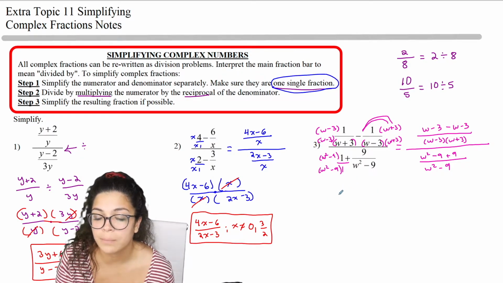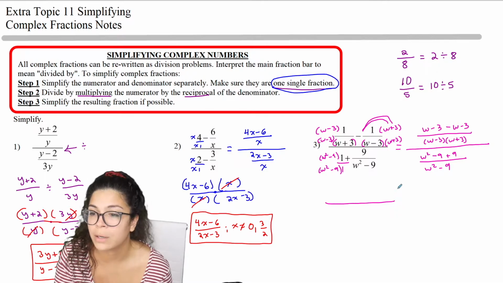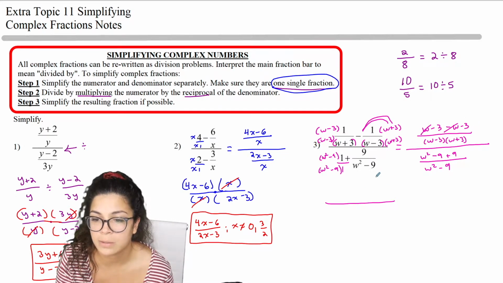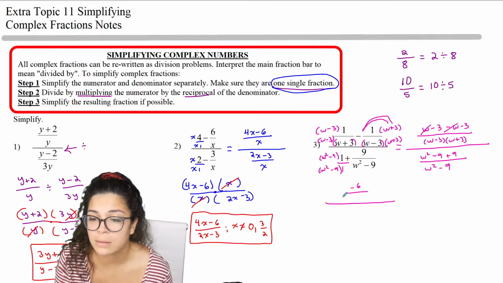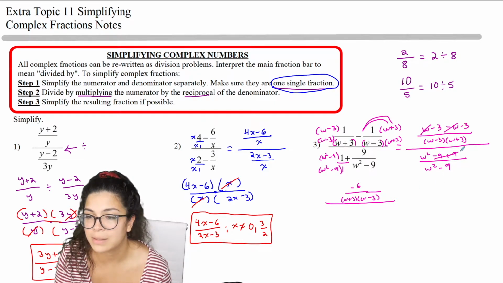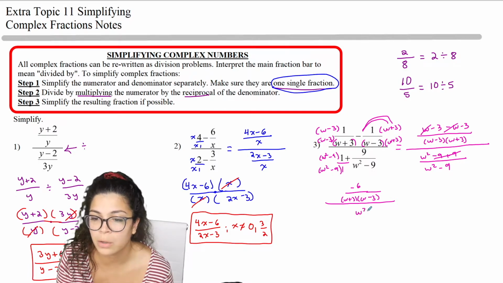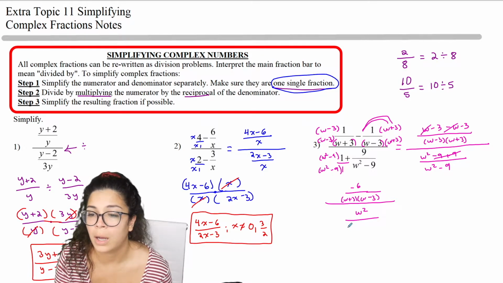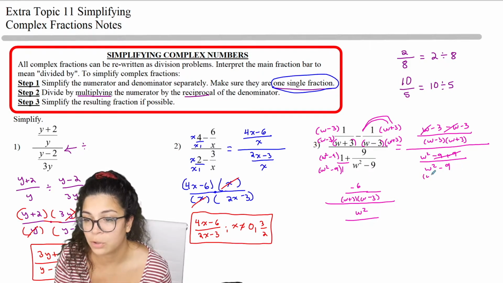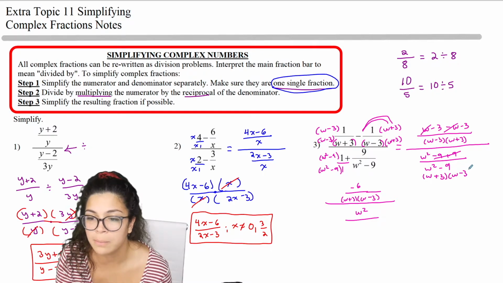So moving right along, let's go ahead and simplify the numerator here. w minus w would cancel, and negative 3 minus 3 would be negative 6. The denominator is w plus 3 times w minus 3. For the denominator of the complex fraction, negative 9 plus 9 would cancel, so we have w squared over w squared minus 9, which would factor, that's the difference of squares, so we'll factor into w plus 3 times w minus 3.